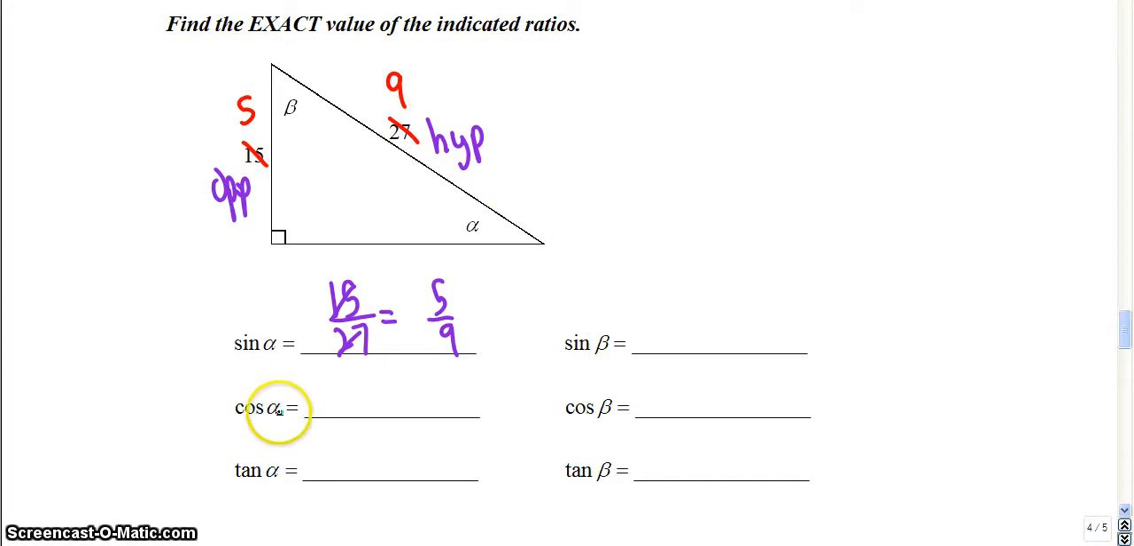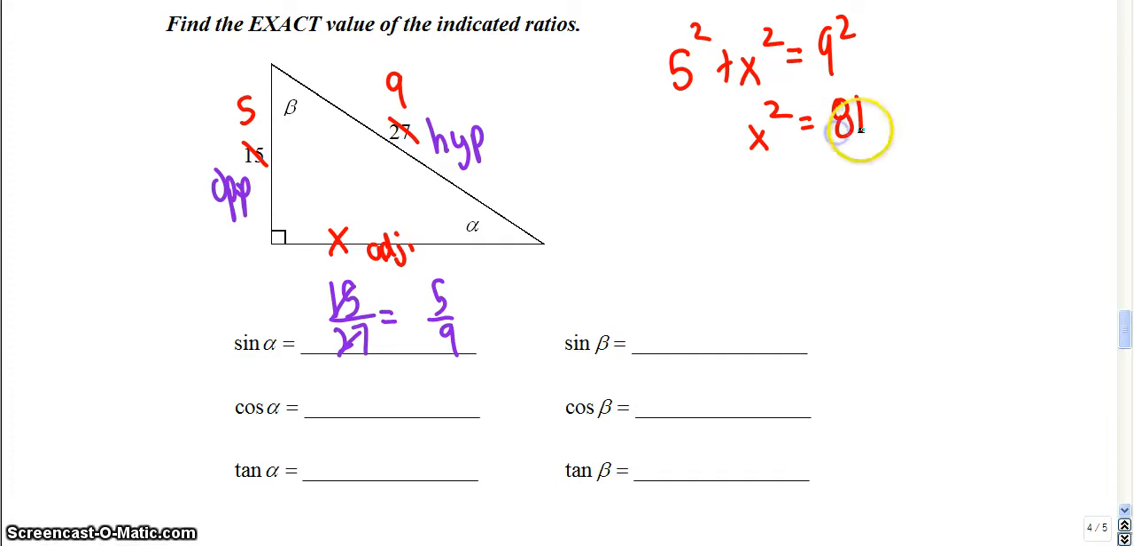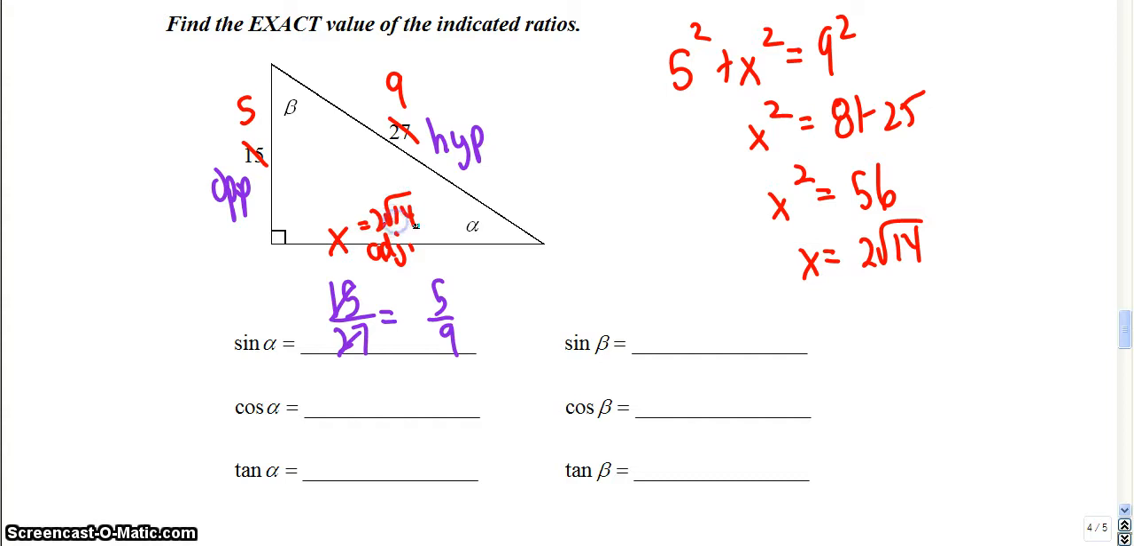The next part asks for the cosine of alpha. I want to know what is my adjacent length divided by the hypotenuse. Problem is I don't know the adjacent yet, but it is a right triangle, which means Pythagorean theorem works. I'll call this x for right now. So 5 squared plus x squared equals 9 squared. X squared equals 81 minus 25. X squared equals 56. And we can simplify that down to 2 root 14. So we're going to say that x, this adjacent, is equal to 2 root 14.